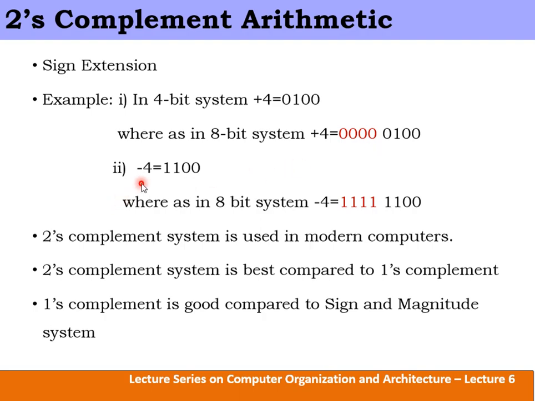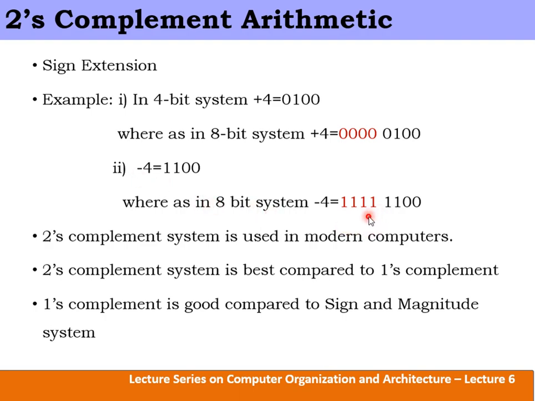Similarly, if I want to represent -4, it is indicated as 1101. If I want to represent the same number in an 8-bit system, then automatically we need to apply sign extension for the remaining bits. So the sign MSB bit here is 1, which represents a negative number. Whenever the MSB bit is 1, it always indicates a negative number.